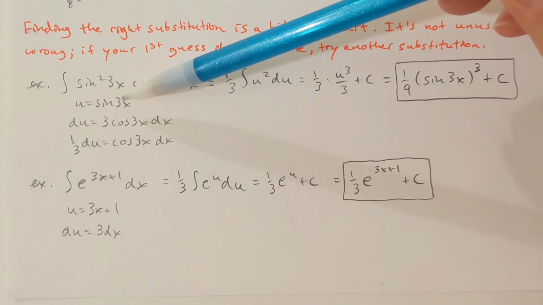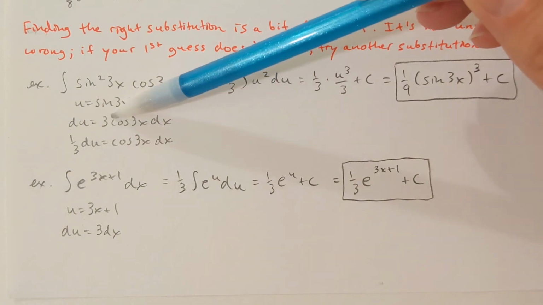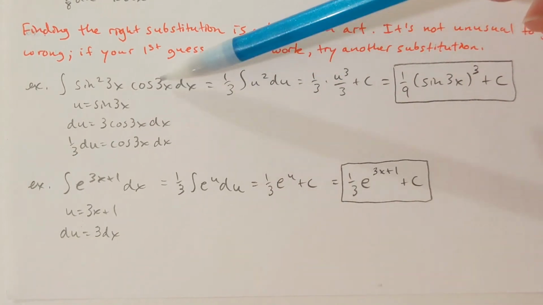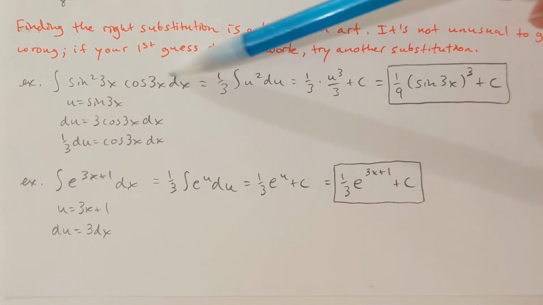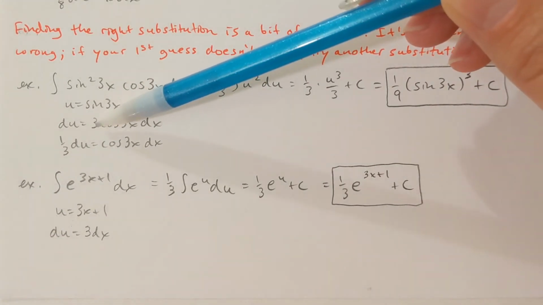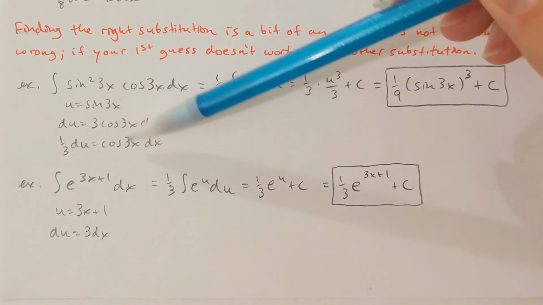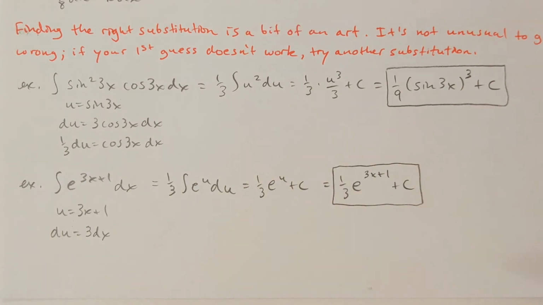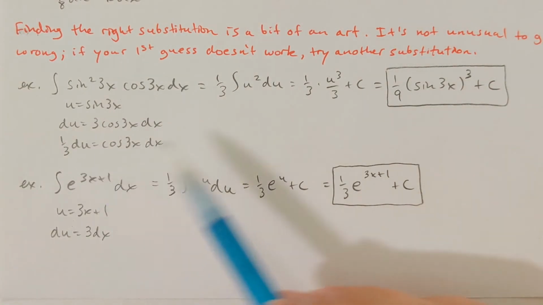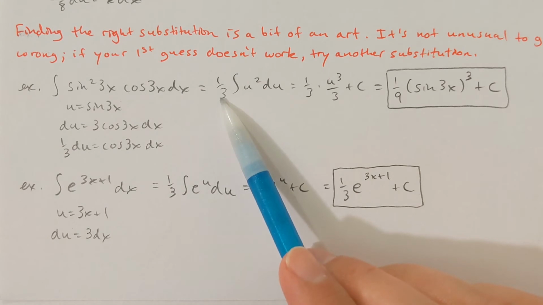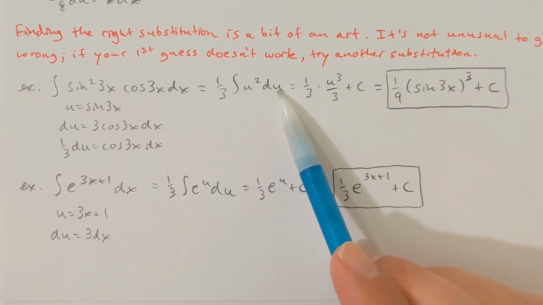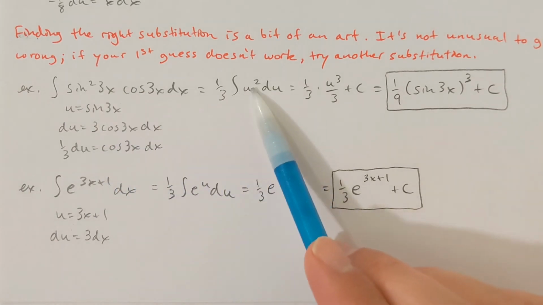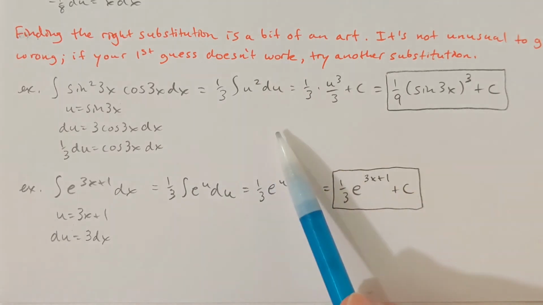So then du would be cosine of 3x times the derivative of 3x, which is 3 dx. And I've got a cosine 3x dx there at the end, right? So I'll be able to knock that part out. I can divide both sides by 3. And so at the end there, the cosine 3x dx will be replaced with 1/3 du. 1/3 is a constant, so I can pull that in front of the integral. And of course, du stays inside.